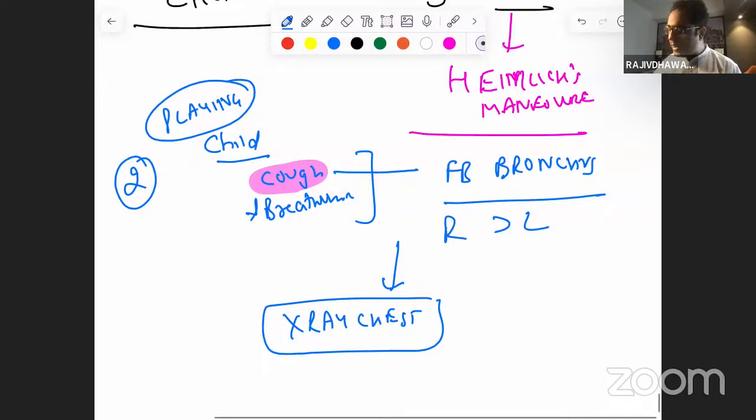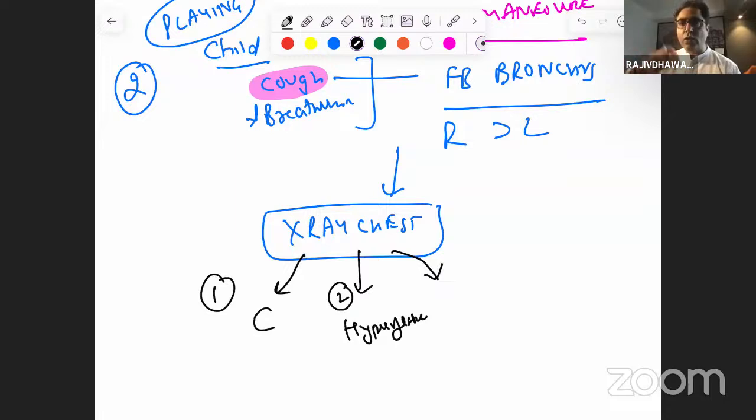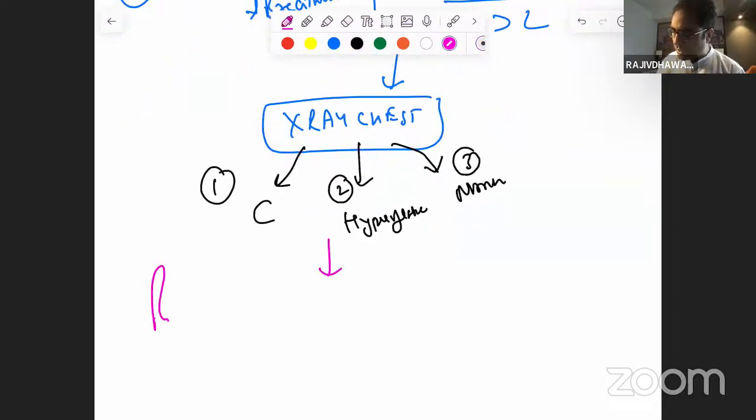What are the three findings possible on X-ray chest? Number one, it can be collapse, most commonly. Number two, it can be hyperinflation. Sometimes a foreign body allows the entry of air but does not allow the exit of air, beta. And number three, it can be a normal X-ray. Now the NEET PG question: treatment is urgent rigid bronchoscopy.